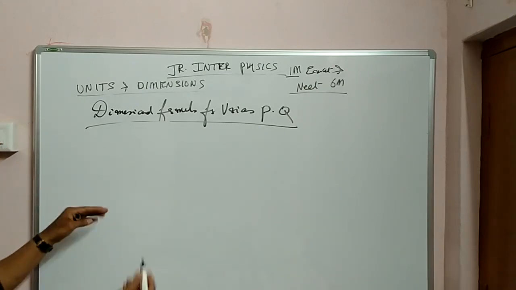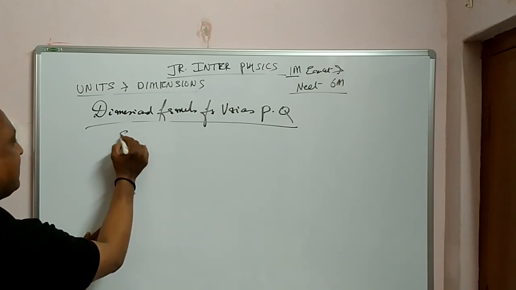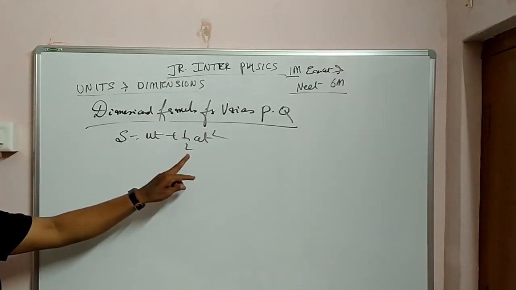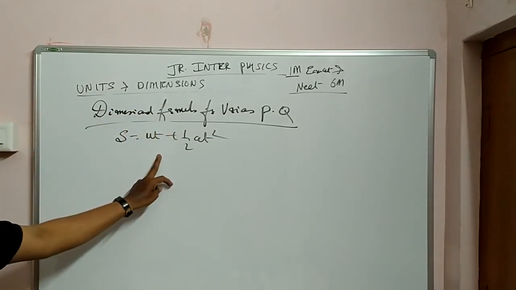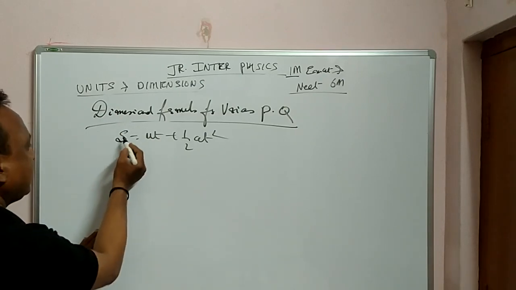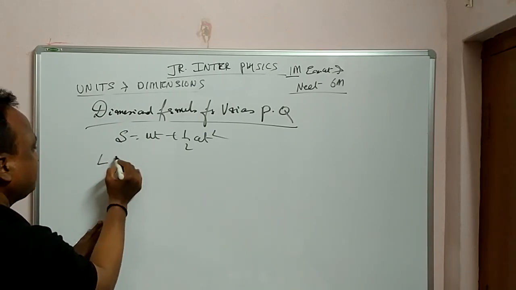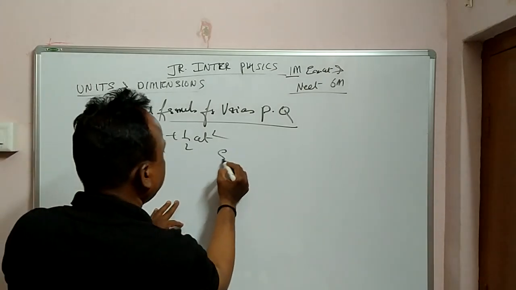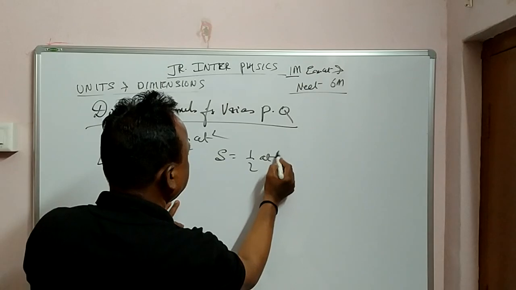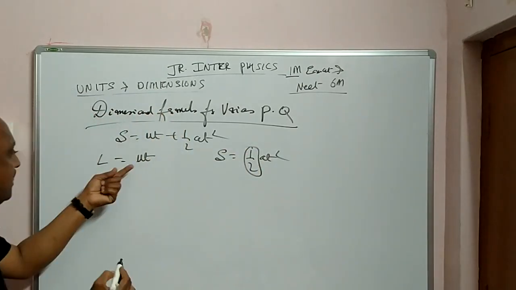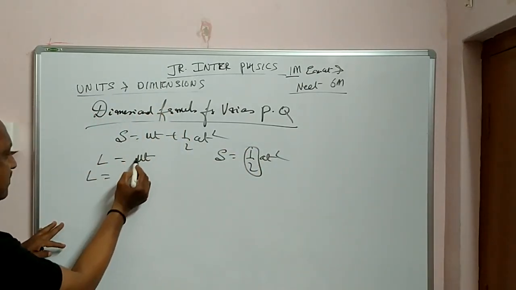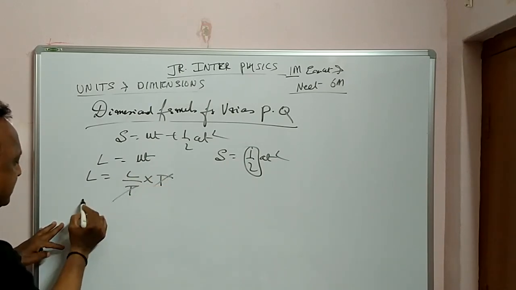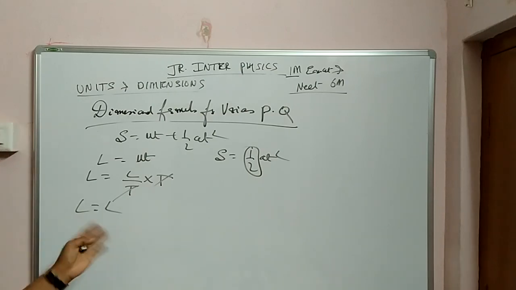For example, you are given some equation, say S is equal to ut plus half at square. Now by using the dimensional method, we will check whether this formula is right or wrong. S is displacement, L, and ut is the first term. The second is S equal to half at square, where half is a constant, you can take it outside. Now we will check the first one. L is equal to U, L by T, into T. So T cancels, L is equal to L. So it's the right formula.